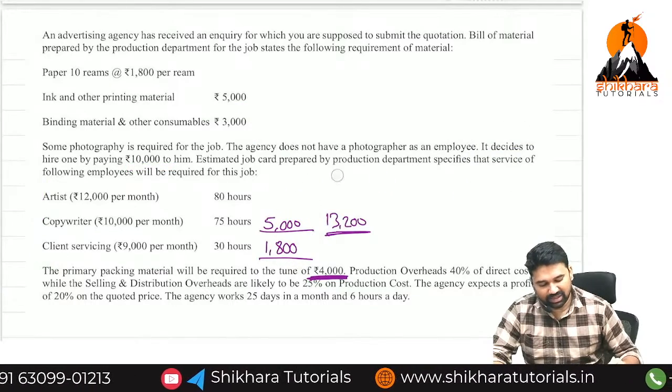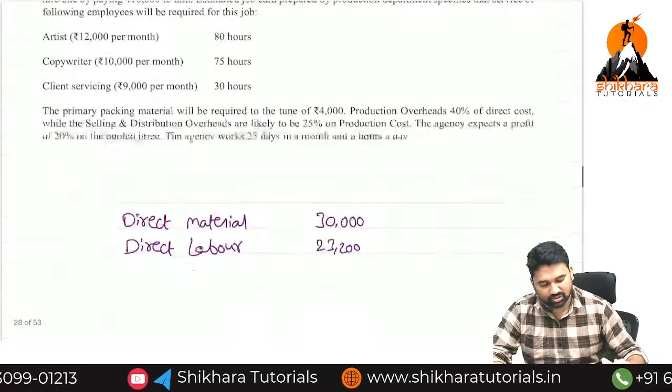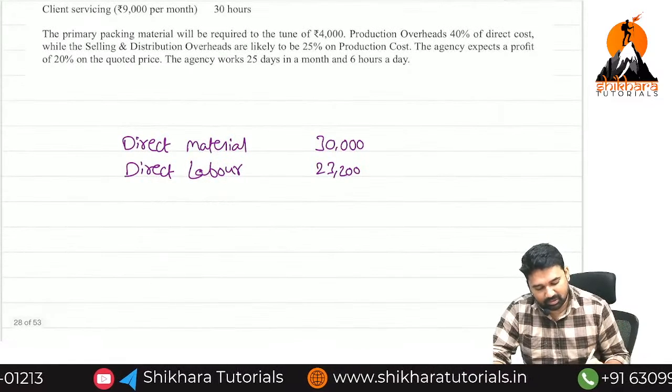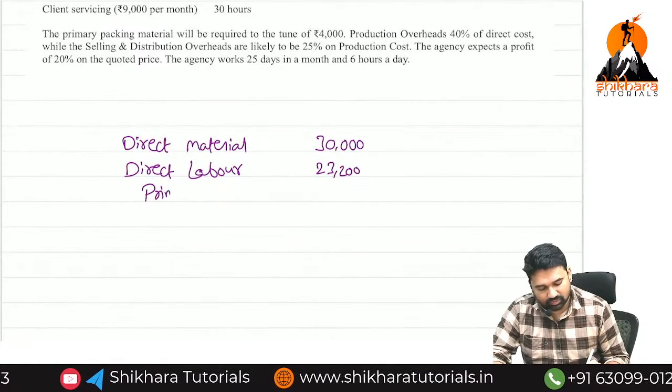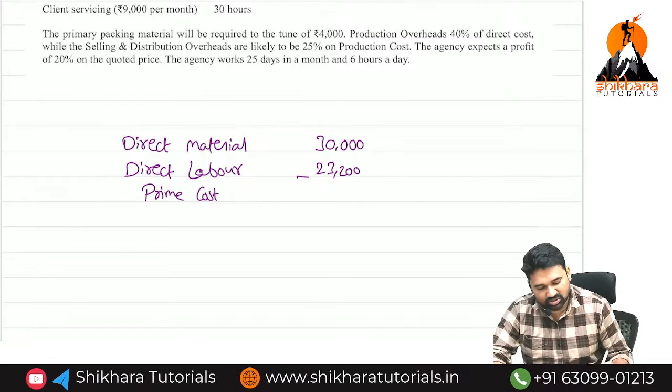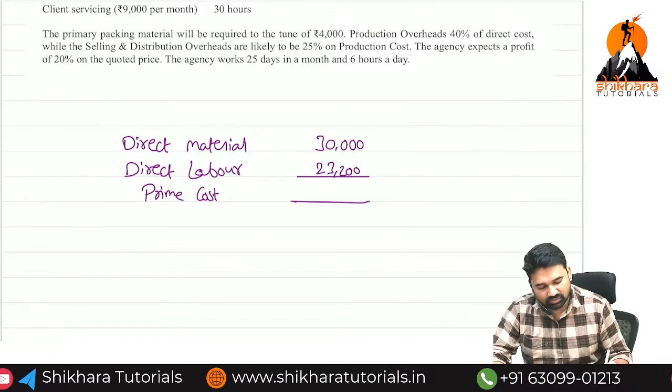So direct material and direct labor gives rise to what? Prime cost. So prime cost is how much? 53,000.